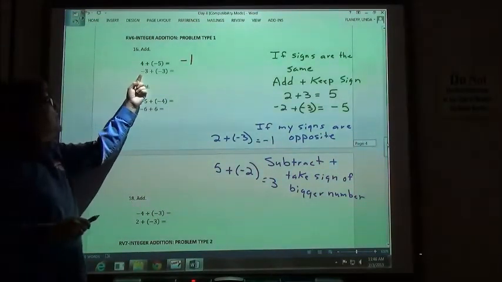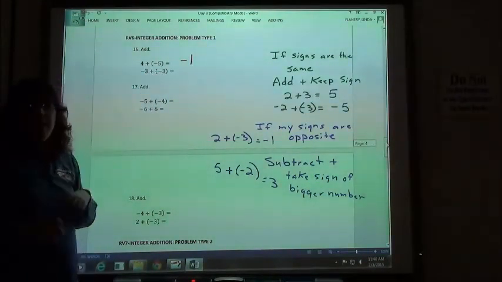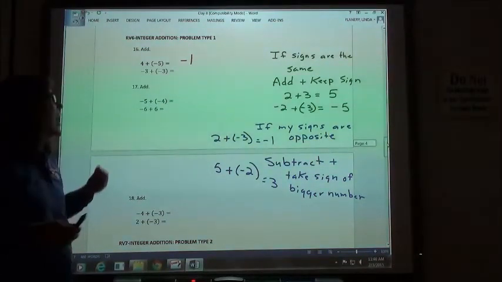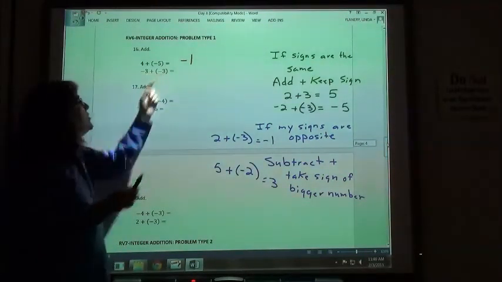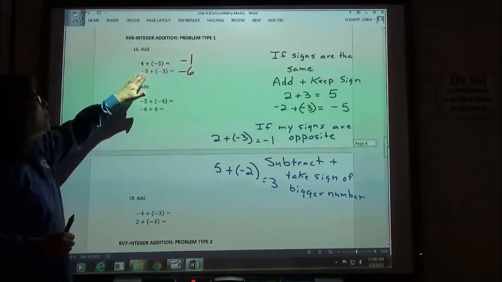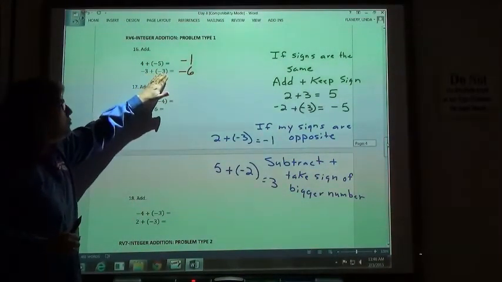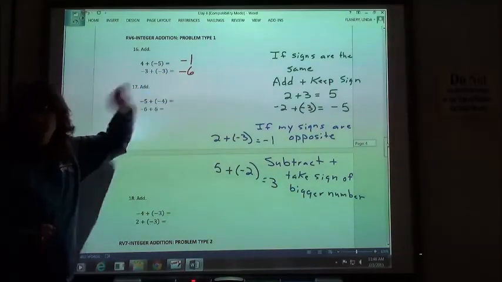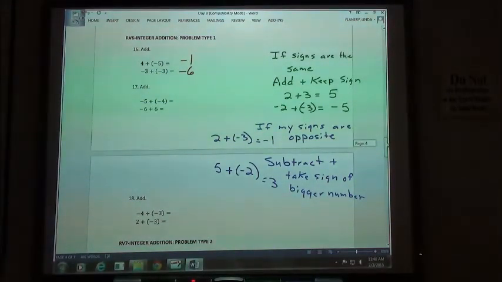Here, I have a negative 3 plus another negative 3. They're both negative. I add and keep the sign. 3 plus 3 is 6. I keep the sign. It's going to be negative. I owe you $3. I owe you $3 more. Now I owe you $6 altogether. I'm $6 in the hole.